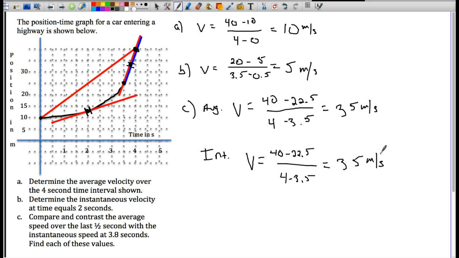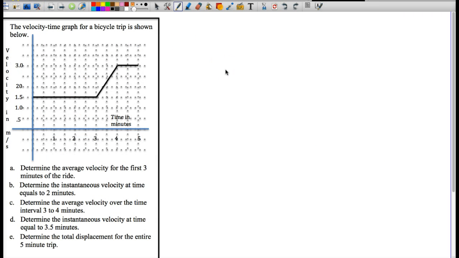So the next problem we'll look at will be a little different. It's going to be a velocity versus time graph. The work's a little different, but the methods are still the same. Alright, so now we move to a velocity versus time graph. A little bit different, but the ideas are still the same as we move through it.